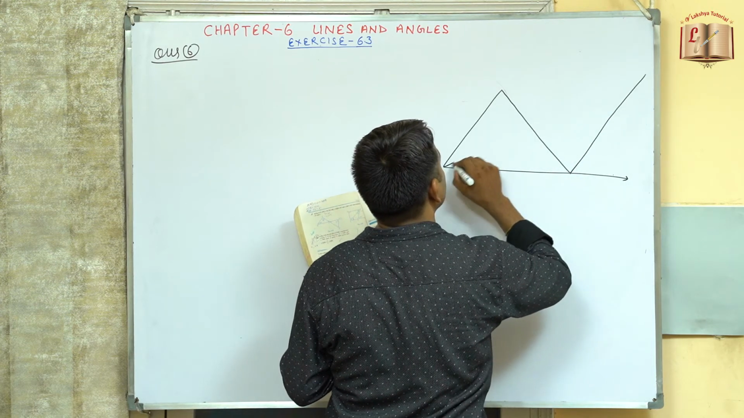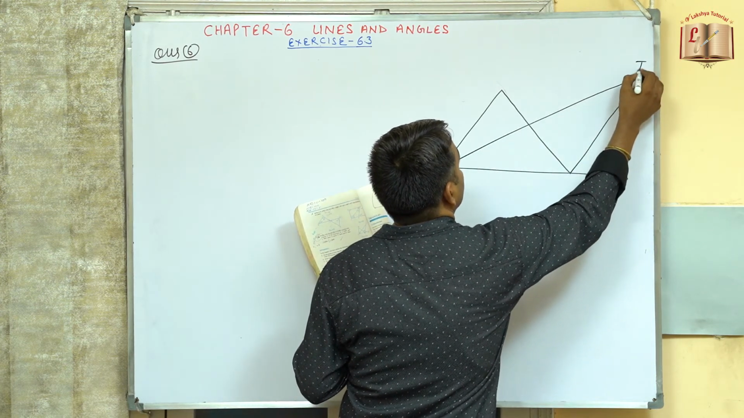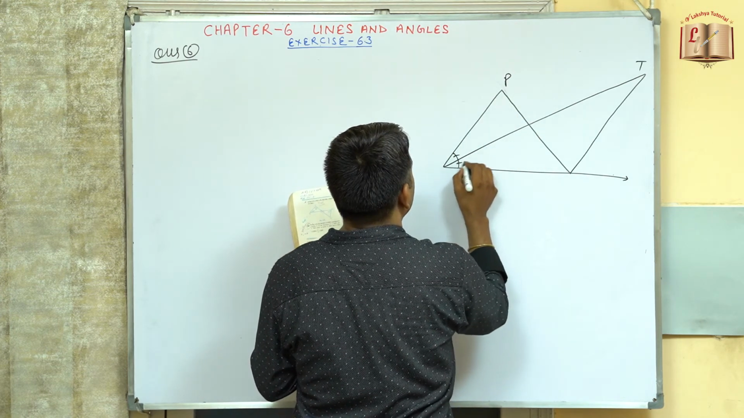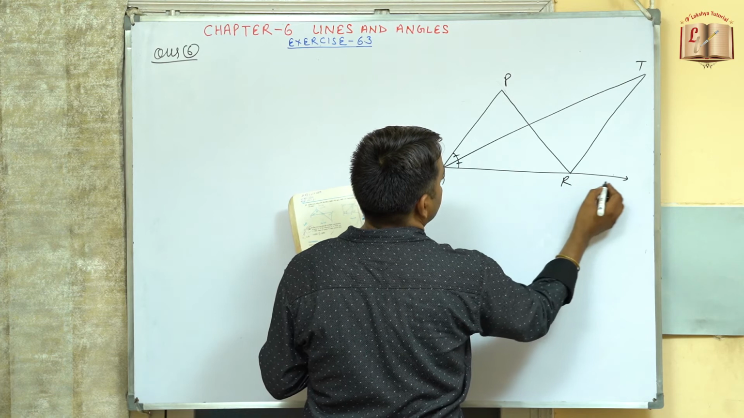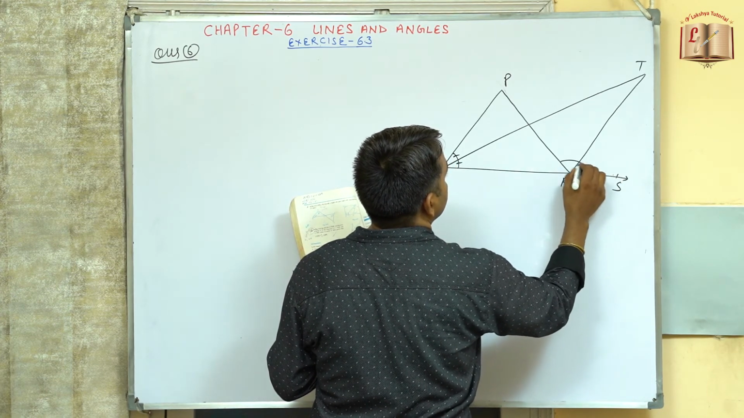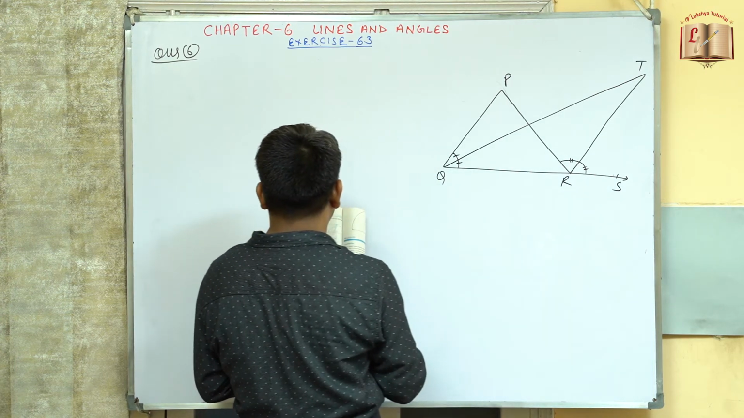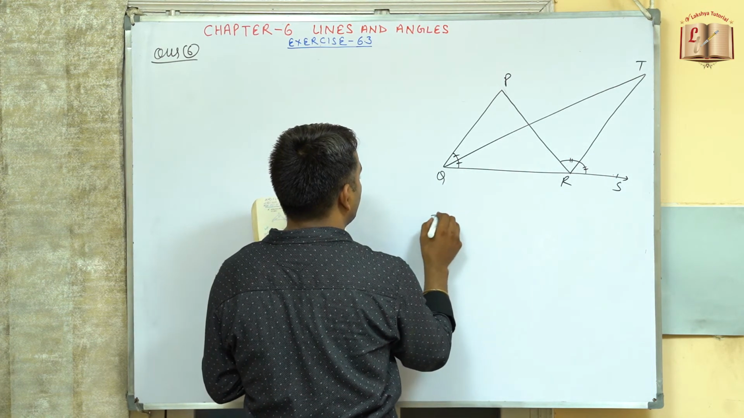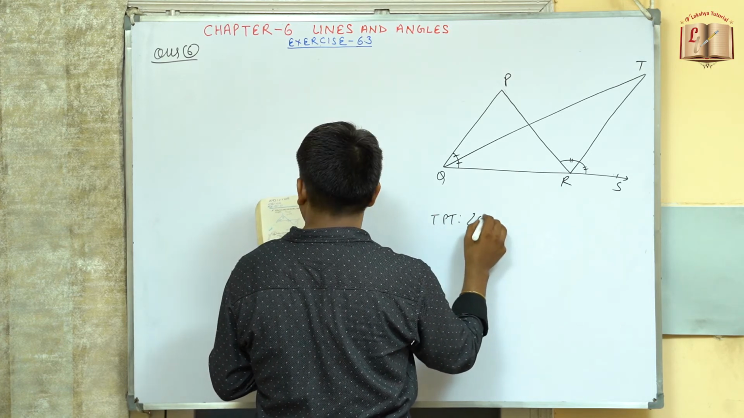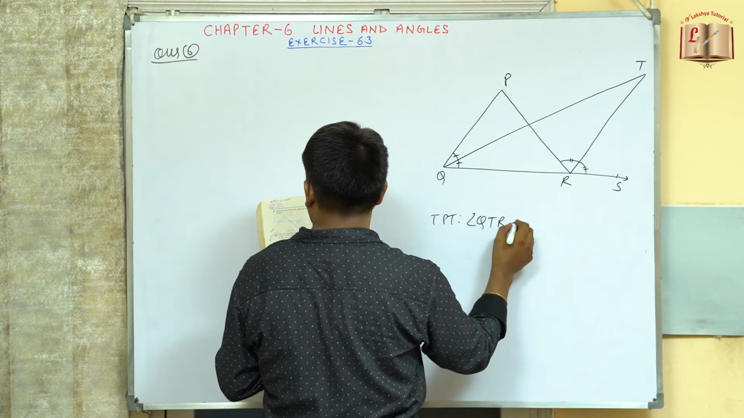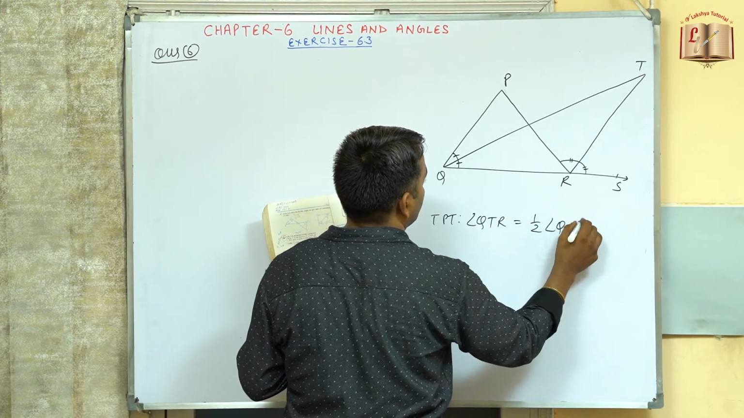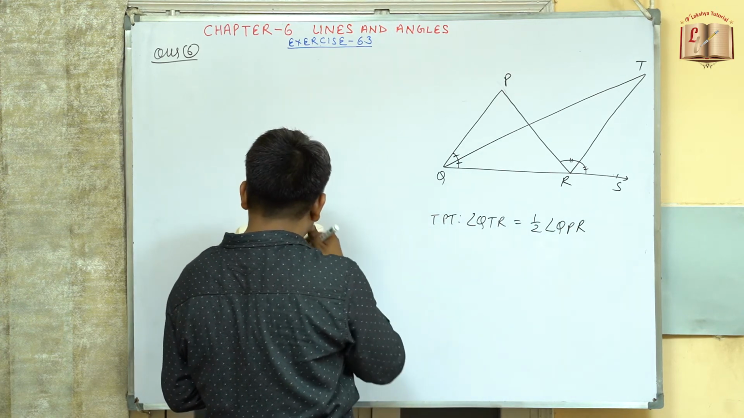So this point is T, this is P, and here this is point Q, this is R, and this point is S. These both are angle bisectors given to us. Now we need to prove that angle QTR is equal to half of angle QPR.